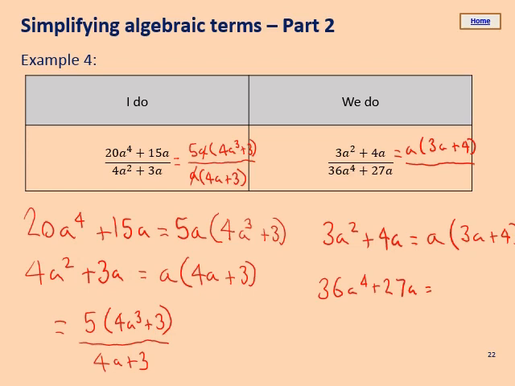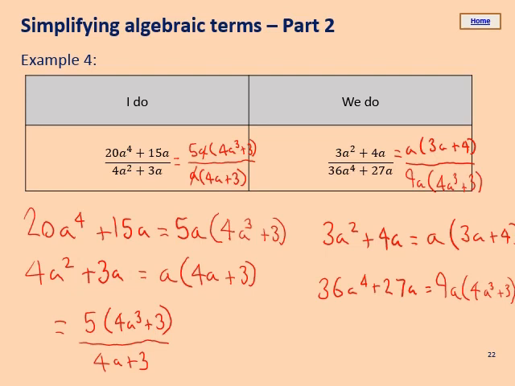What's the highest common factor of 36 and 27? It's going to be 9. Highest common factor of a to the power 4 and a is going to be a. And then working out what's going inside my bracket, 36a to the power 4 divided by 9a is going to give me 4a cubed, and then 27a divided by 9a gives me 3. So I'm left with this on the bottom. So I've got 9a bracket 4a cubed plus 3.